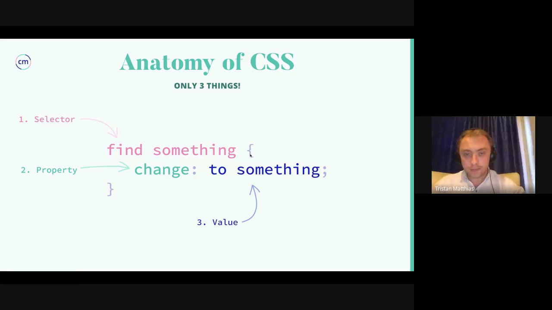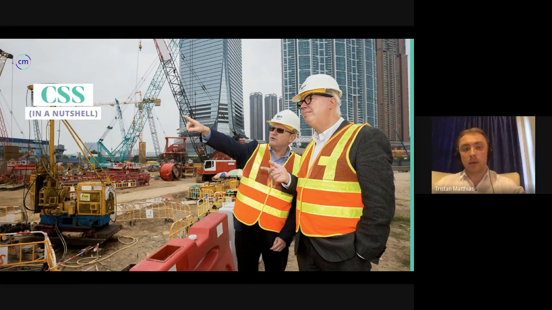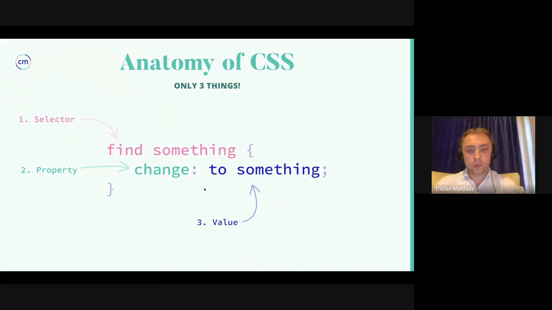Then we have these curly brackets. And again, like HTML, all the content sits inside those brackets. Anything that lives inside these brackets applies to whatever you're pointing to. So the second thing we have is a property. What are we going to change? In this case, we don't know exactly what he's saying, but he might be saying, let's change the color of that wall. So this might be background color for this property here. That's what we call a property.